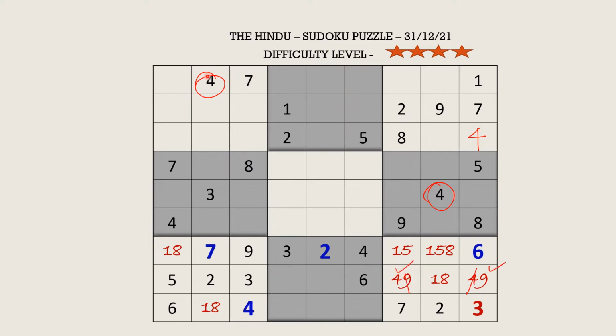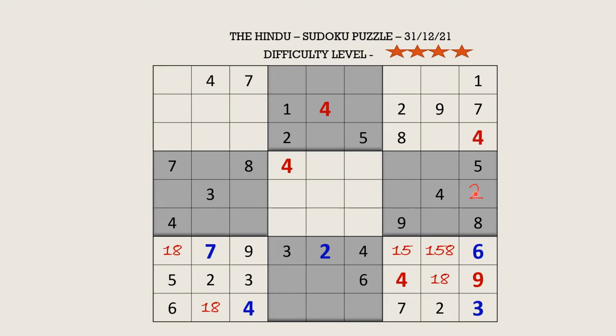Now again, here this 4 blocks here and this 4 blocks here. So these two cells possibly take 4 and there is a 4 blocking from here. So this is the only cell where 4 can be. Now this 4 blocks here, this 4 blocks here, there is a 4 here. And there is a 4 here also. So that blocks here. So that means this cell takes 4. Now the only missing number in this column is 2.